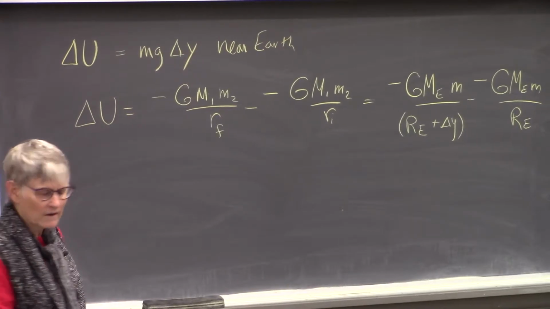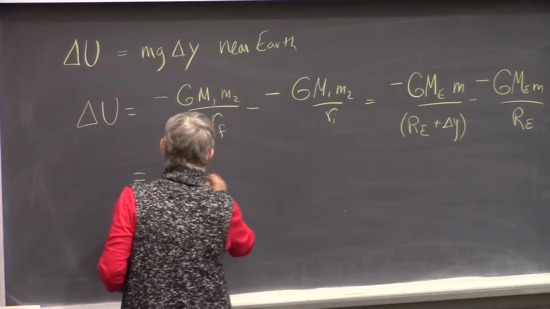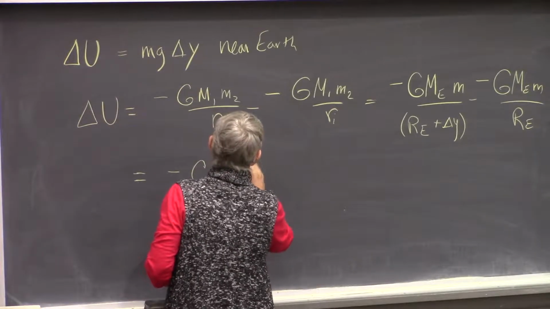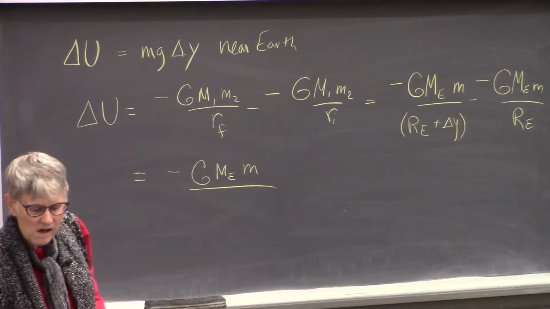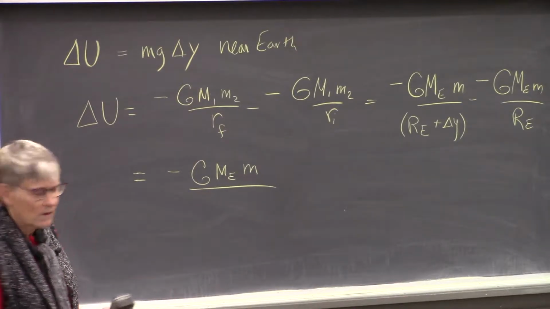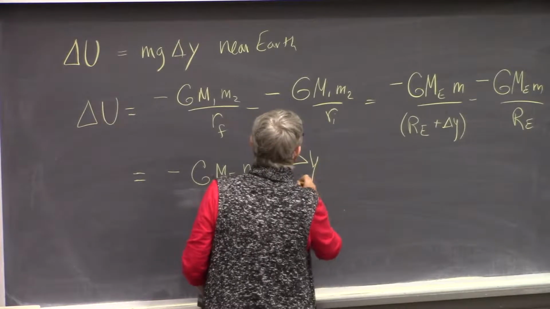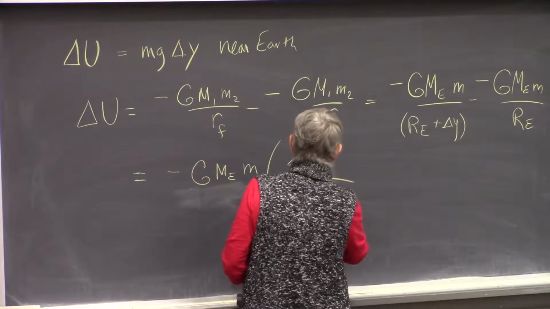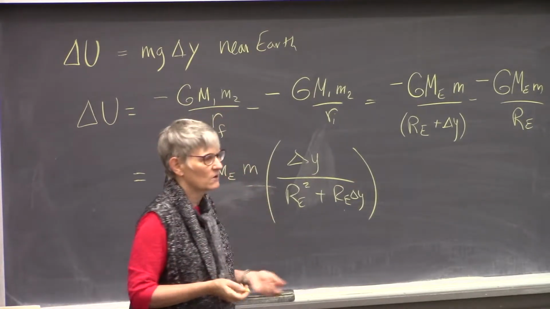And if we do all that, we get to an expression that's minus G mass of the Earth, mass of our system, times delta y, divided by radius of the Earth squared plus radius of the Earth delta y, and that's just algebra. You can work it out for yourself.